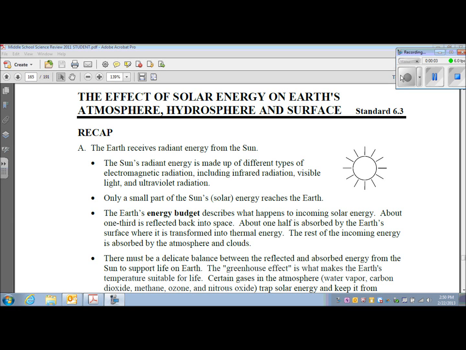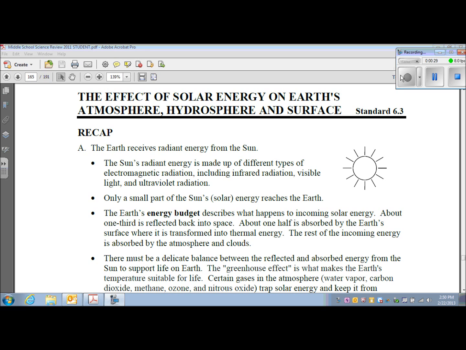Page 149. The effect of solar energy on Earth's atmosphere, hydrosphere, and surface. Recap, Section A. The Earth receives radiant energy from the Sun. The Sun's radiant energy is made up of different types of electromagnetic radiation, including infrared radiation, visible light, and ultraviolet radiation. Only a small part of the Sun's solar energy reaches the Earth.